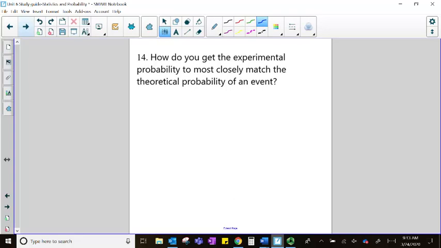How do you get the experimental probability to most closely match the theoretical probability of an event? This is exactly like number 11. The more you do it, the more that your probabilities will start to look closer together.